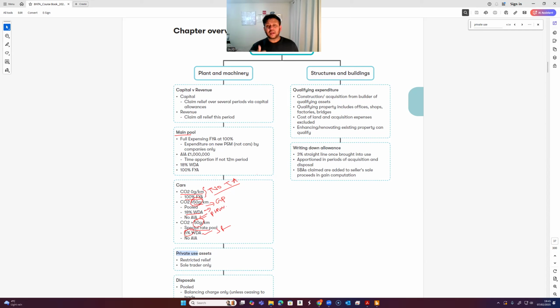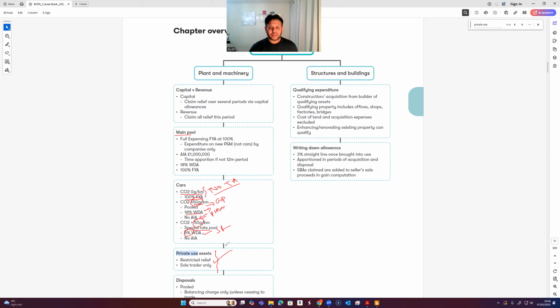So AIA, then WDA, this type of allowance needs to be adjusted with the time apportion. Then you have a private use asset. We need to look at this one. So restricted relief and sole trader only. If there is a sole trader, then we have a restricted relief the way we're doing for the robot. So if there is a business and private use, we can only claim for the business portion, not for the private.